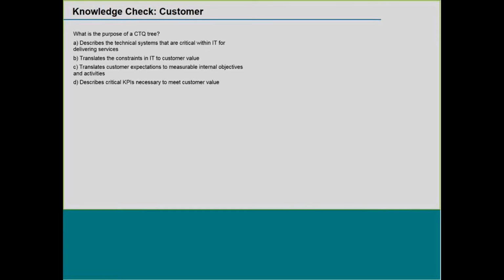Let's do a quick knowledge check on the customer. What is the purpose of the critical to quality tree? A, describes the technical systems that are critical within IT for delivering services. B, translates the constraints in IT to customer value. C, translates customer expectations to measurable internal objectives and activities. D, describes critical KPIs necessary to meet customer value.